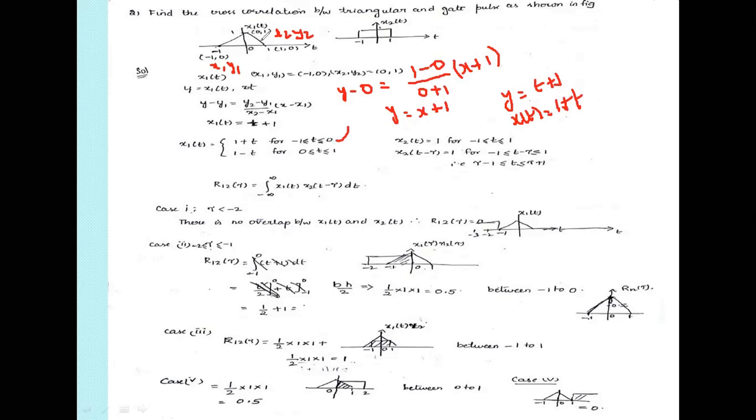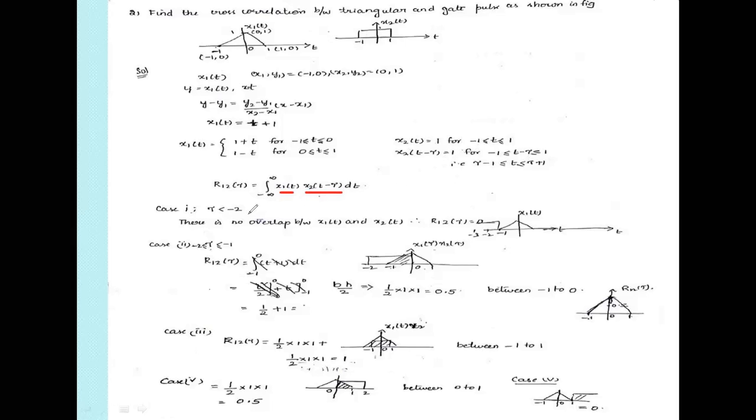Okay, similarly for 1 minus t. We take this one as x1, y1 and this as x2, y2, with points 1 and 0. We'll get 1 minus t. And similarly for the second one, from -1 to 1 with magnitude 1, x2 of t is equal to 1 from -1 to 1, and x2 of t minus tau is equal to 1, where t is from tau minus 1 to tau plus 1. Got it? Because it is a delayed version. So R12 of tau is equal to the integral from minus infinity of x1 of t and x2 of t minus tau dt.